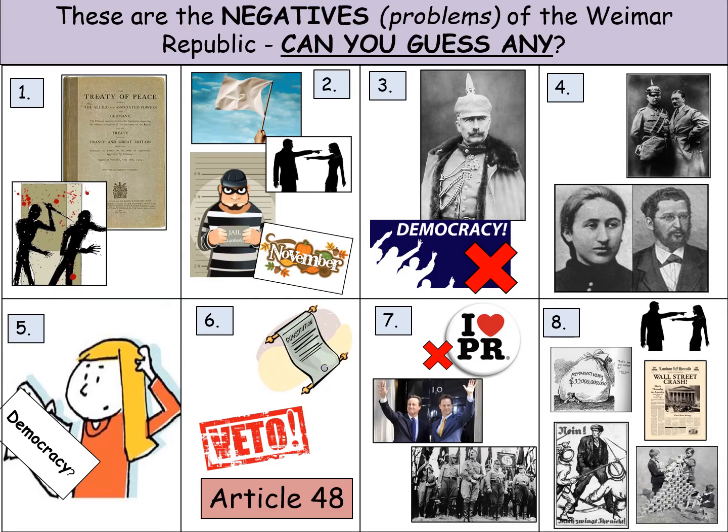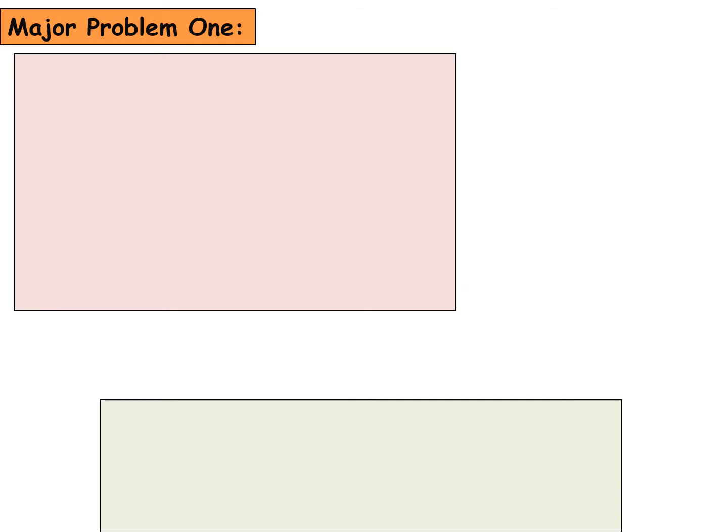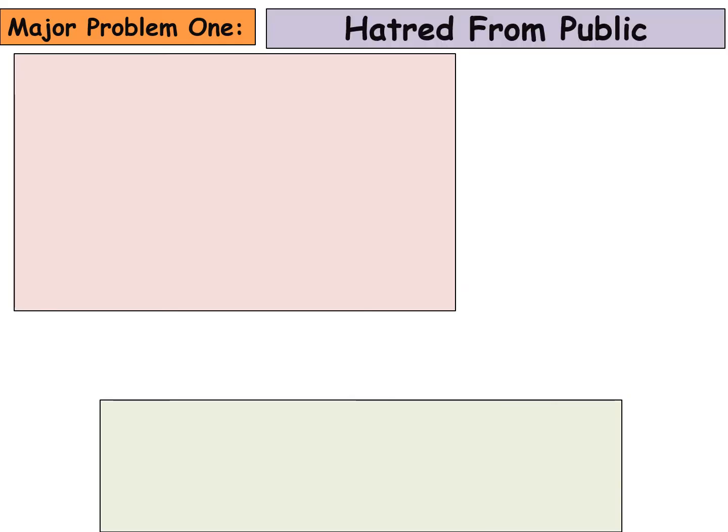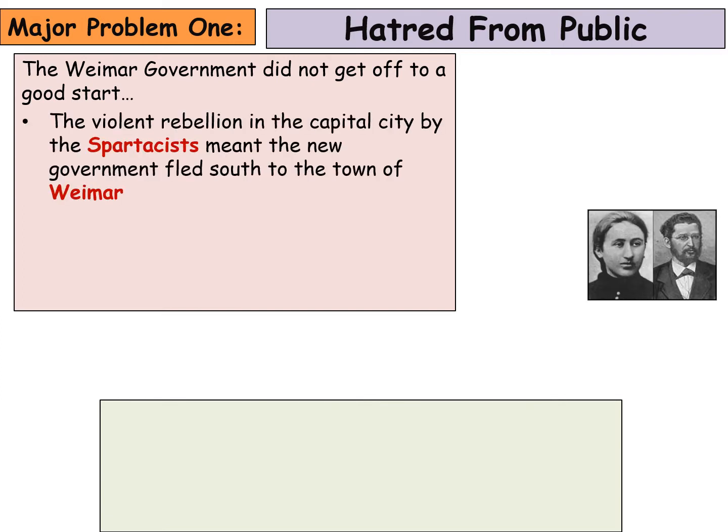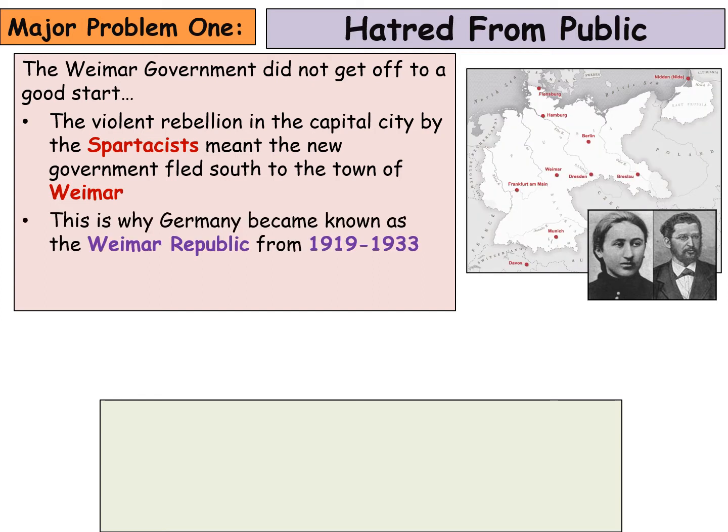So if you think about what the negatives actually were, there's 8 of them in general, and again it's a really good gridding task, but you can do it as notes if you would prefer, and we're just going to look at these in a wee bit more detail. So major problem number 1, hatred from the public. As we saw in the Treaty of Versailles lesson, the Weimar government did not get off to a good start. They had dealt with violent rebellion in the capital city by the Spartakists, and it meant that they had to flee into Weimar to actually remain safe, which is obviously why it becomes known as the Weimar Republic.